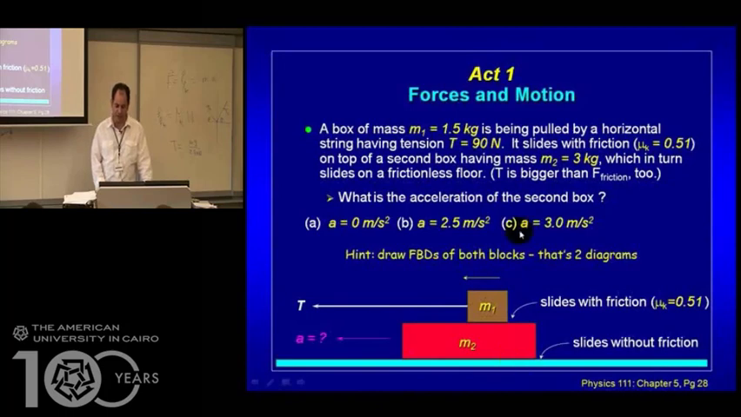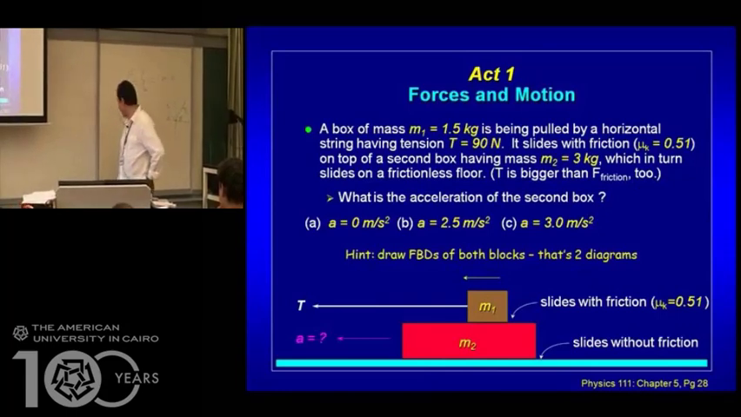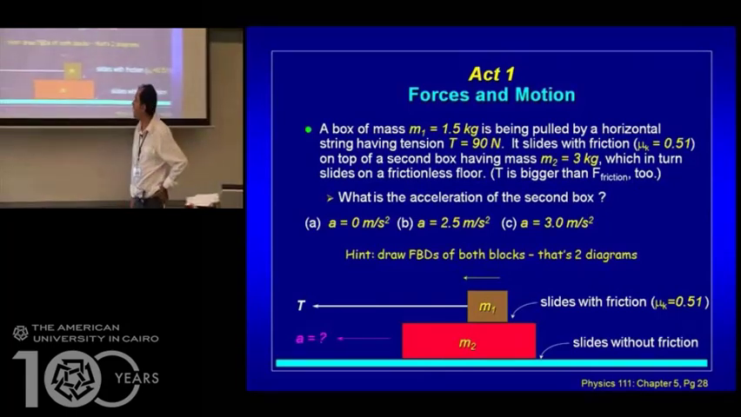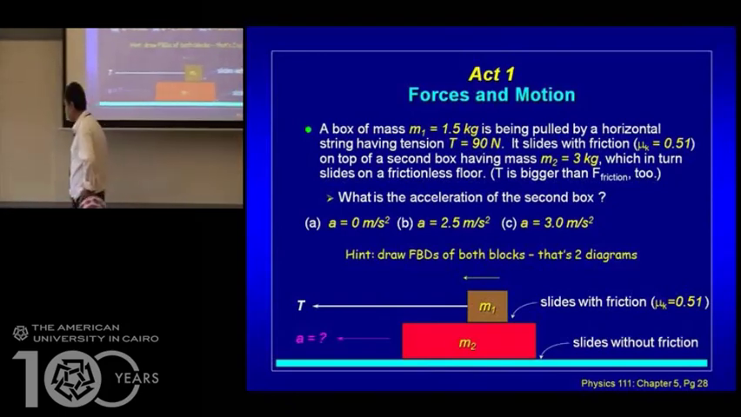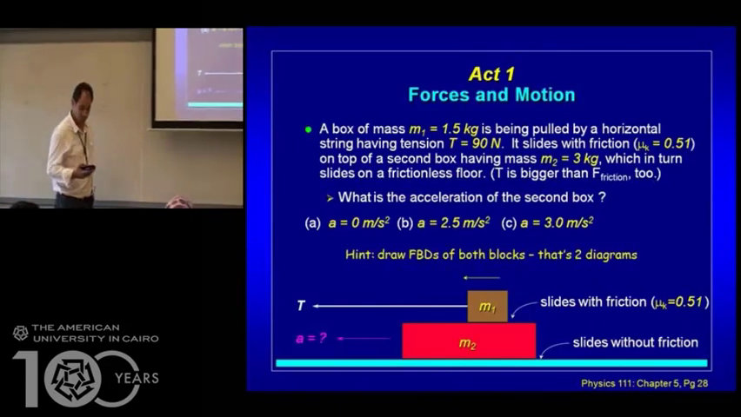T is bigger than the force of friction. What is the acceleration of the second box, M2? I have given you 3 answers and one of them is correct. So what to do?